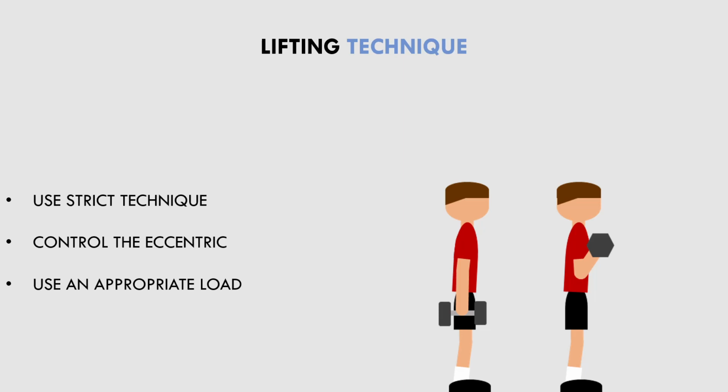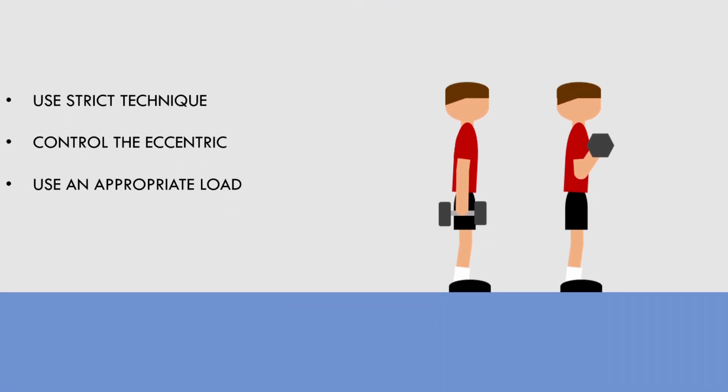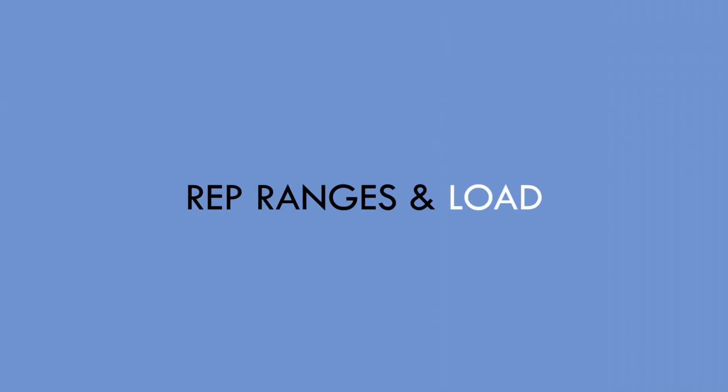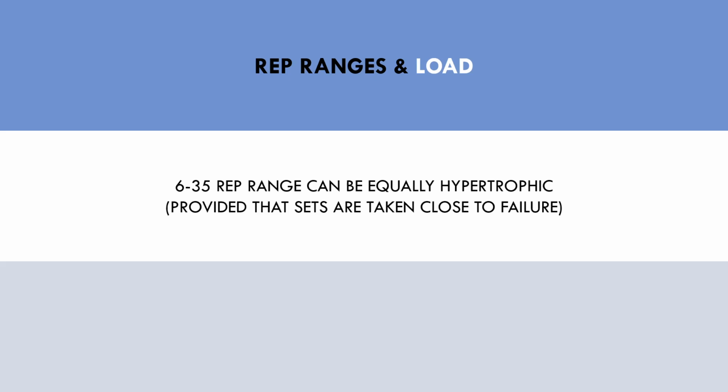target muscle. The next training variable to discuss is rep ranges and loads used. To maximize hypertrophy, there is a large spectrum of rep ranges and loads that we can use. Provided that each set is taken fairly close to failure, we can achieve equal hypertrophy outcomes using rep ranges as low as 6 and as high as 35. However, it is generally impractical to perform sets in the 30 plus rep range, so the majority of training will probably be performed somewhere in the 6 to 20 rep range.